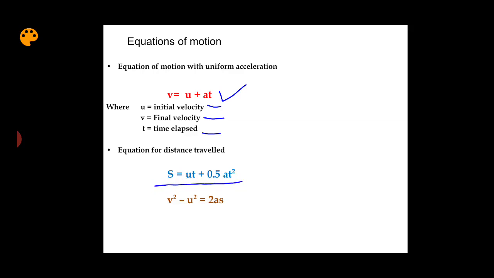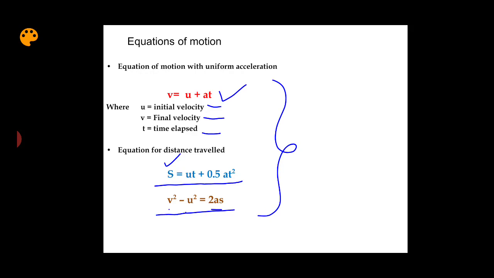Next equation, S is equal to UT plus half AT square, where S stands for distance traveled, U stands for initial velocity, T stands for time, A stands for acceleration. One more equation we have is V square minus U square is equal to 2AS, where V is final velocity, U is initial velocity, A is acceleration, and S is distance. These three equations we will be using for solving the problems.